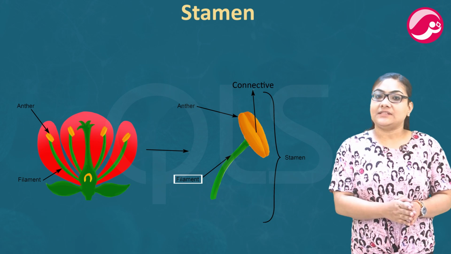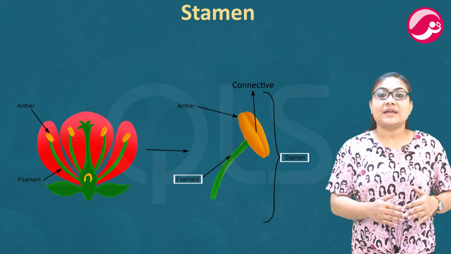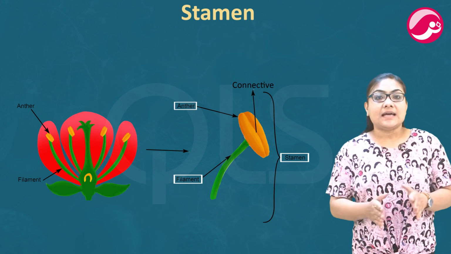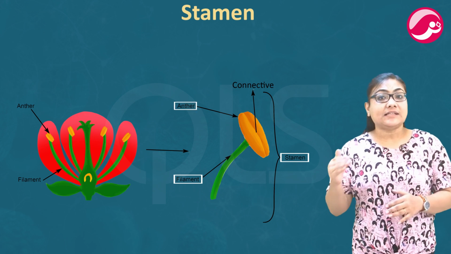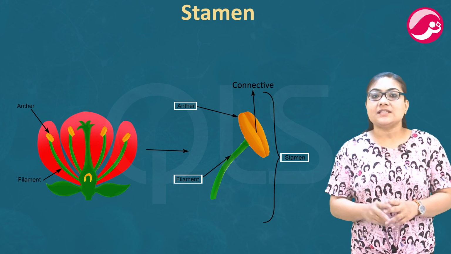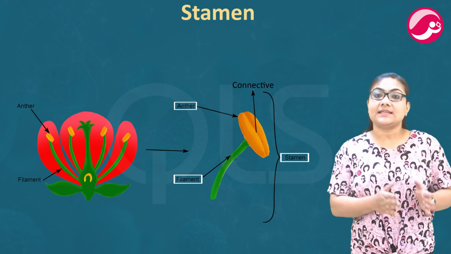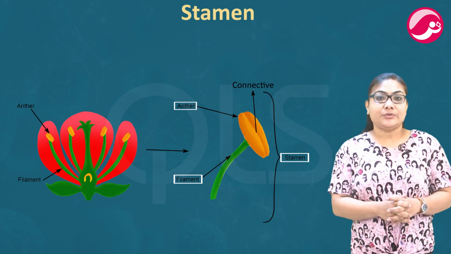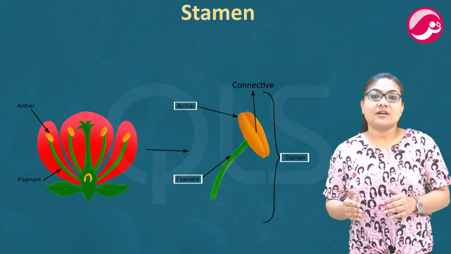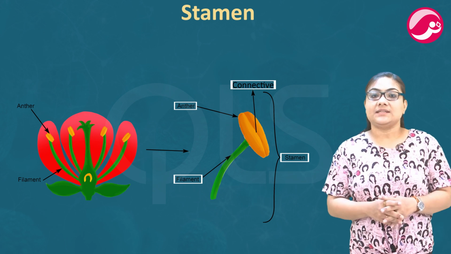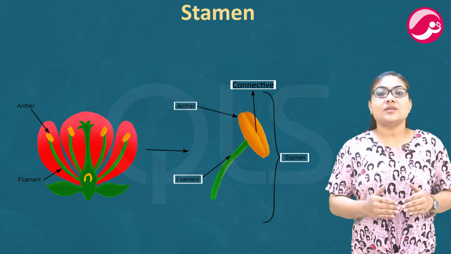First is the filament. Filament is the stalk that bears the anther. Next is the anther. Anther is the bilobe structure at the tip of a filament. Each lobe has two pollen sacs. A total of 4 pollen sacs are present in an anther. Each sac produces spores which later develop into pollen grains, the male gametes. Third part is the connective, part attached to the back of an anther.